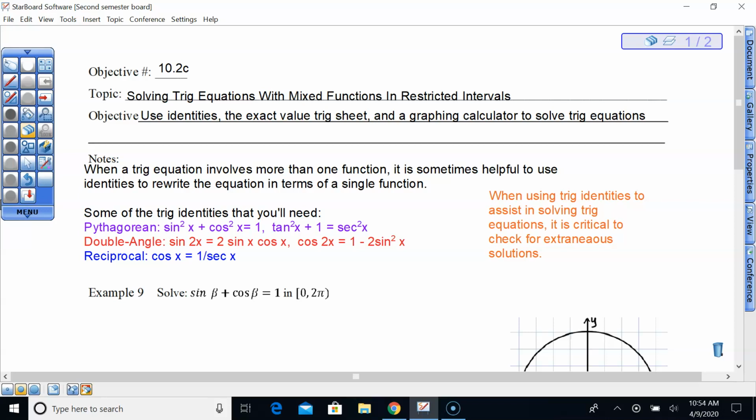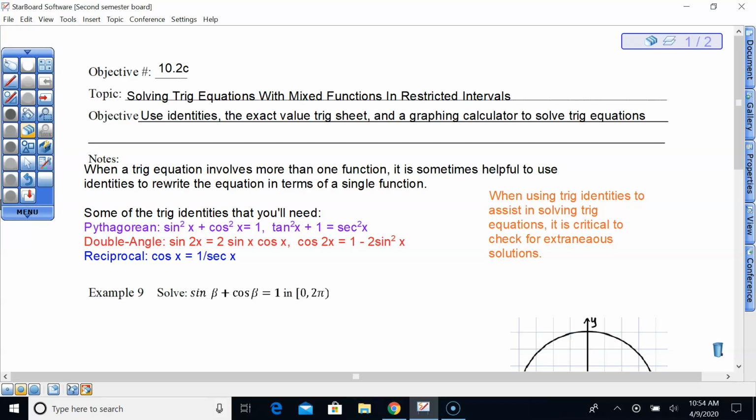Our objective here is to use our trig identities. Your exact value trig sheet would be super useful. Graphing calculator, I would suggest Desmos since you're working on homework at home to solve trig equations. Okay, so a couple notes.